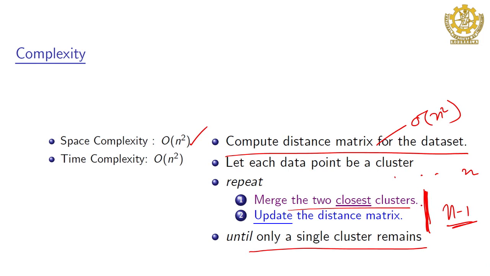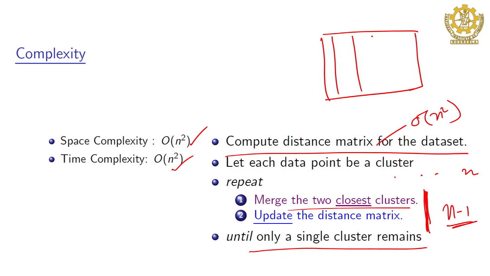And what is the complexity of merging? If it is n, then we say the total complexity is order of n square. If it is n square, how do you merge? Find the two closest clusters. Without any further data structure, what can you do? You have to find among all the elements here. There are order of n square elements. So, searching for the minimum point will take order of n square time. Each time you have to find the minimum, so order of n square time.